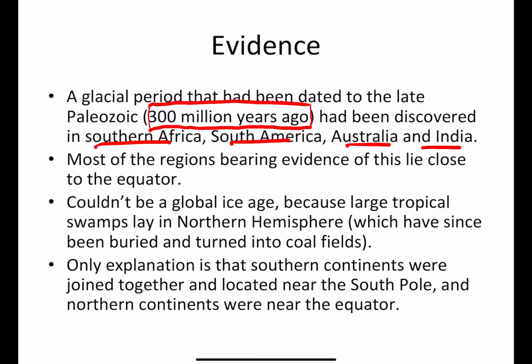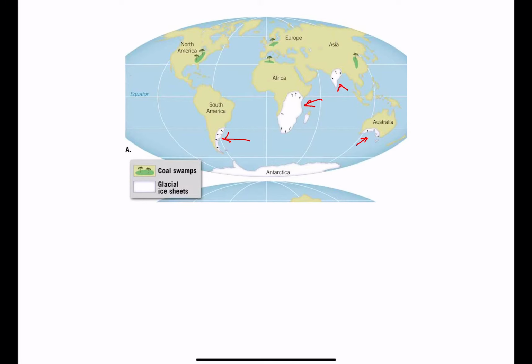The Earth has gone through a couple of glacial phases. So maybe there was a global glacial phase going on in the Earth. The whole Earth was covered in ice, but that is not true in this case, because it was not a global ice age, because there were large tropical swamps in the northern hemisphere. At the same time, we have evidence that this region was a very large tropical forest. So it was clearly not a global ice age.